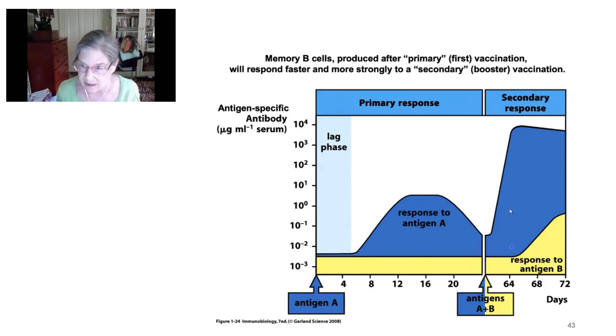But after your secondary response, once you boost again with antigen A, you'll get a much faster response, the lag time is shorter, and you'll get a much stronger response, and it will already be pretty much completely, if it's systemic, IgG.